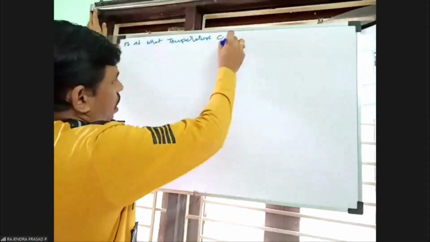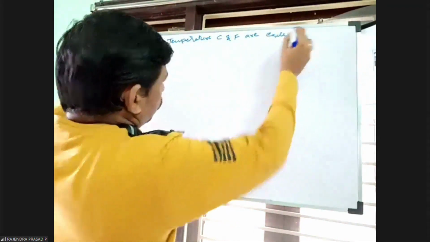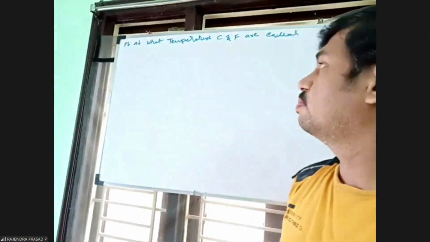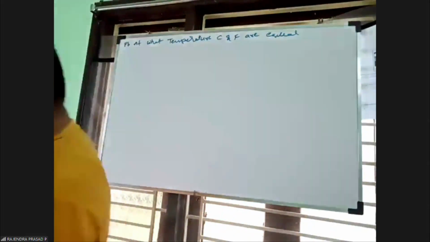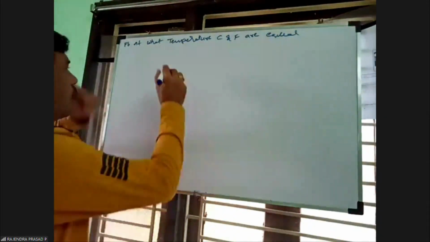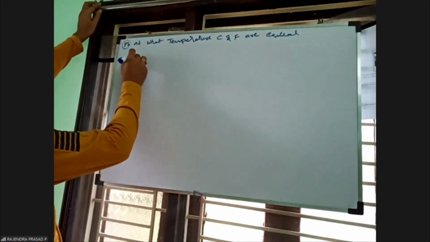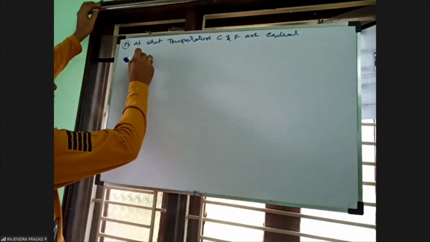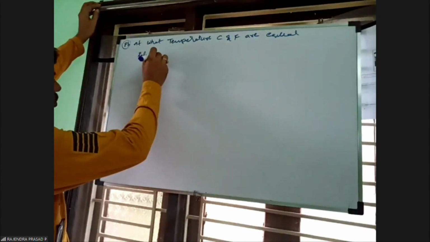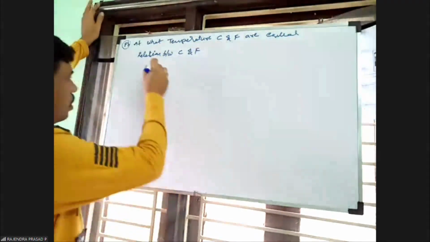At what temperature are the Centigrade scale and Fahrenheit scale equal, or the same? Think about the relation between C and F. So minus 40. Yes, correct.